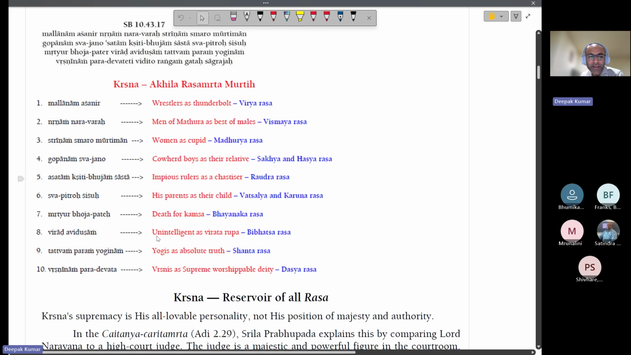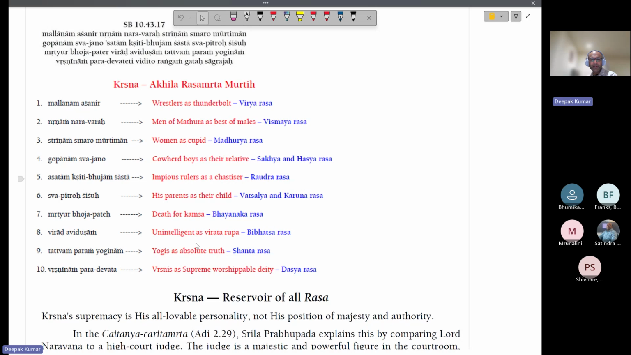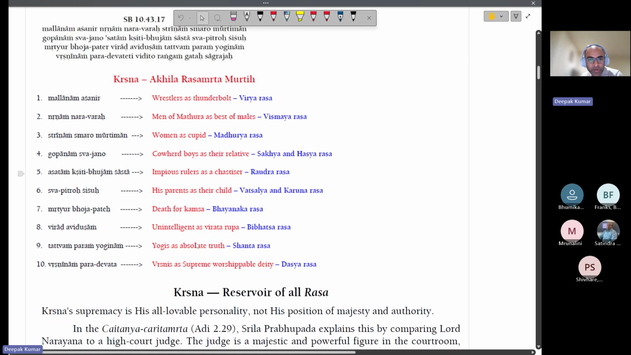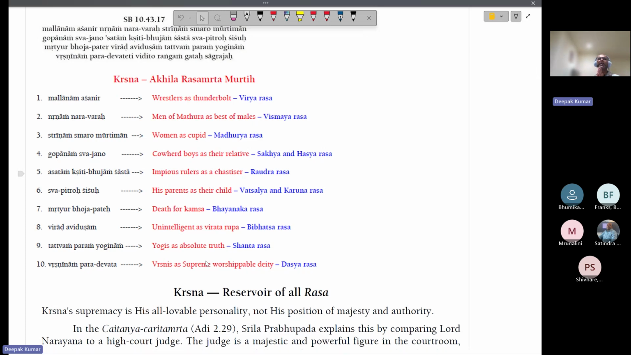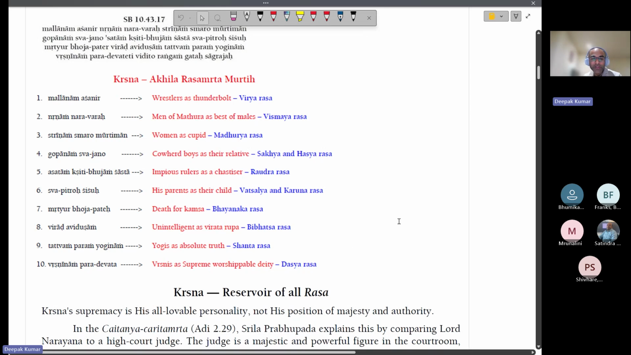Yeah, so because here he says unintelligent as Virat Rupa. So the people who are unintelligent, they are thinking of him as Virat Rupa, right? They are so unintelligent. So there is more to it, right? So I have to look up a little bit. So let's pass this, and then Shanta Rasa. So there are people, right? They are like yogis, they're saying, oh, he's the absolute truth. There's no doubt, he's the absolute truth, and they are meditating in their heart, right? So there are people like that, and then of course there is Dasya Rasa, Vrishnis, the supreme worshipable deity.